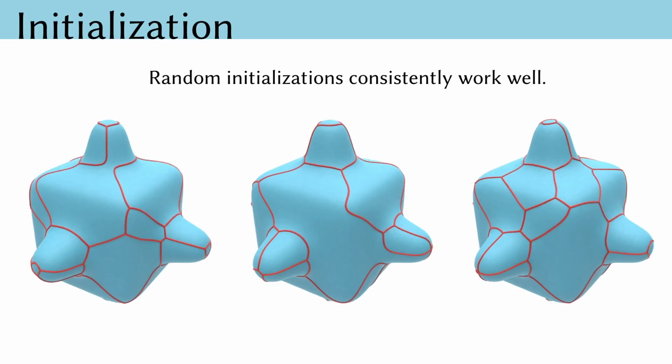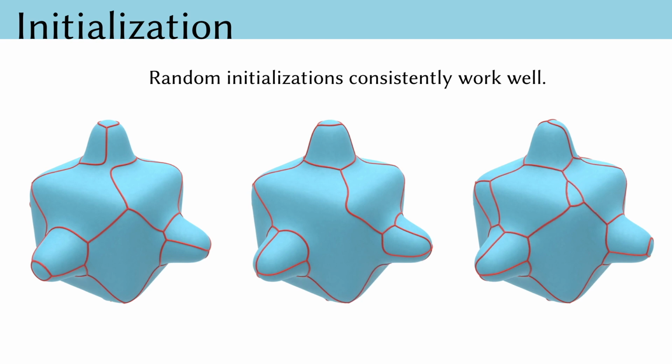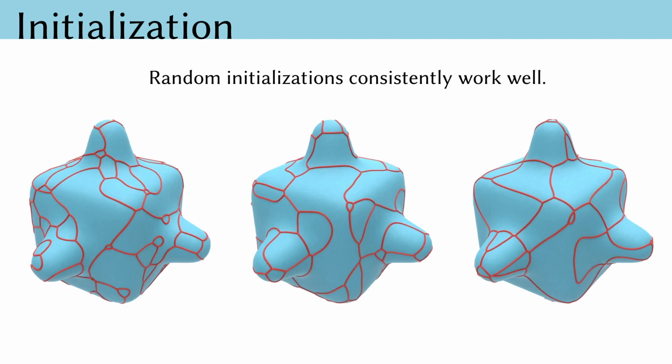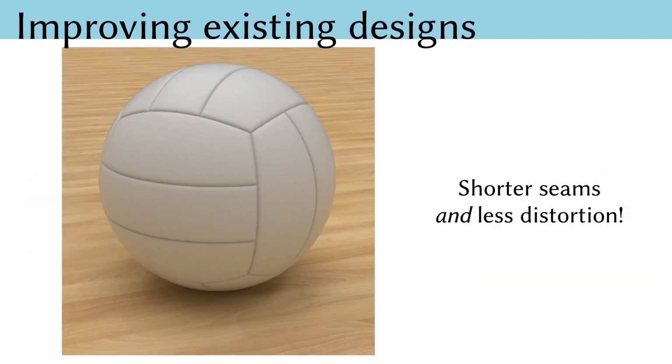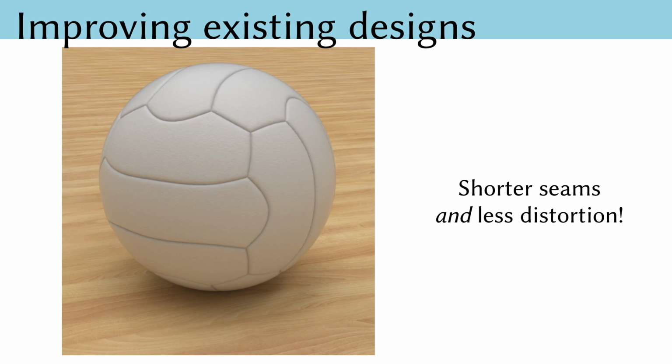Our method can also be applied without any special initialization. Here, various random and greedy strategies consistently yield good results. Our flow can also be applied to improve existing designs. Here, the seams of the volleyball are flowed to yield an alternative configuration which has both shorter seam length and less distortion in the patches.